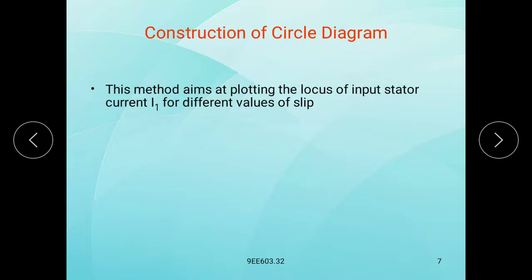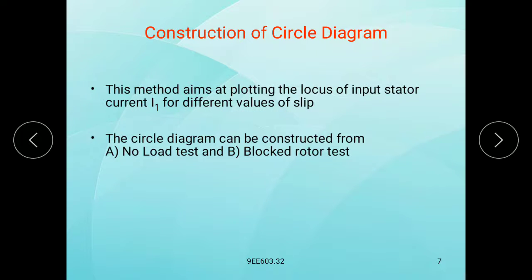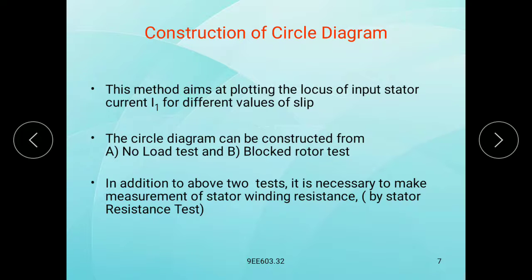This method aims at plotting the locus of input stator current I1 for different values of slip. The circle diagram can be constructed from the no load test and blocked rotor test. In addition to these two tests, it is necessary to measure the stator winding resistance by the stator resistance test.